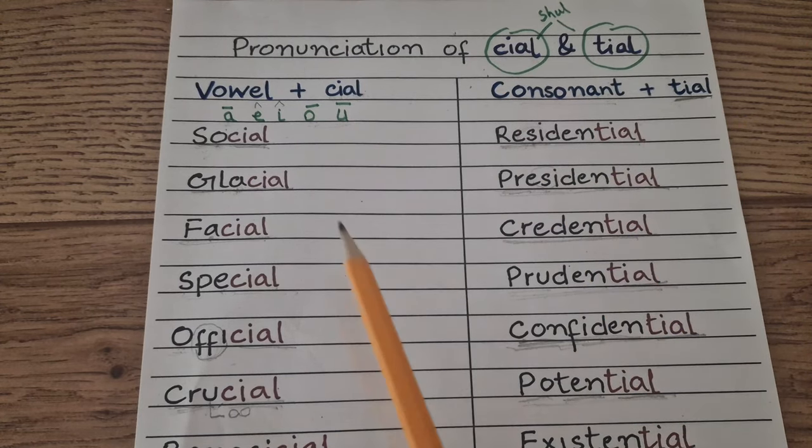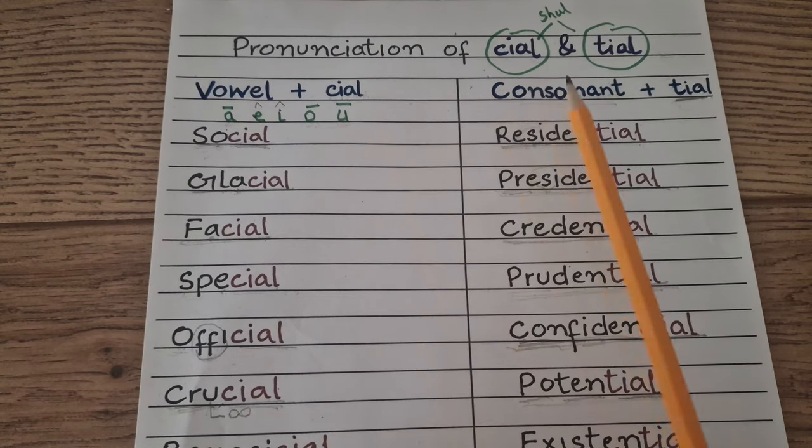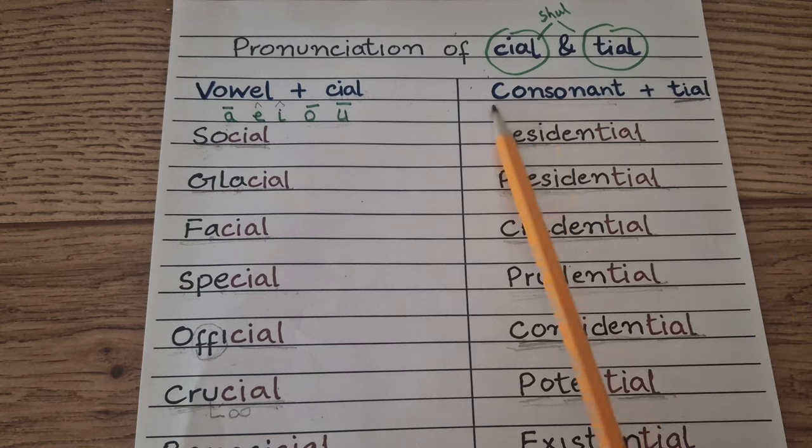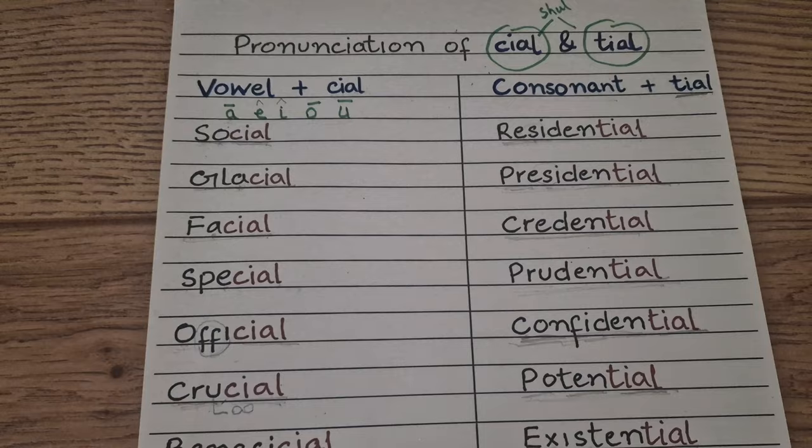One more time I will repeat again. C-I-A-L always comes just after a vowel and T-I-A-L always comes just after a consonant. But here are some most common exceptions that you have to learn.